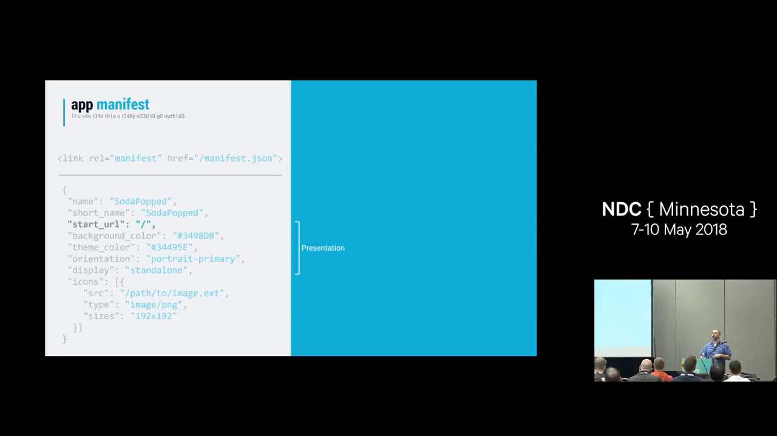You get to have a start URL, which is like, hey, when somebody starts up my application, what is the thing that we should show them? I use the home page of my app. Maybe you have a special entry point you want to use in your progressive web app. You have a background color and a theme color. The background color is used to generate an automatic splash screen. We'll see that in a moment.